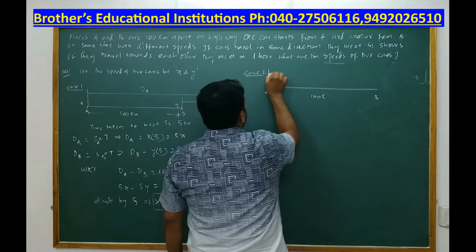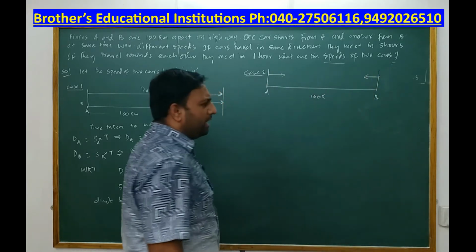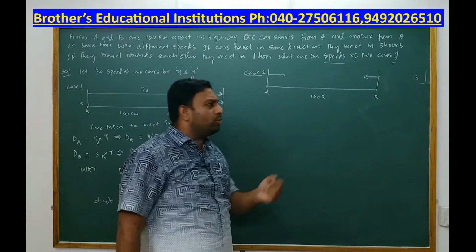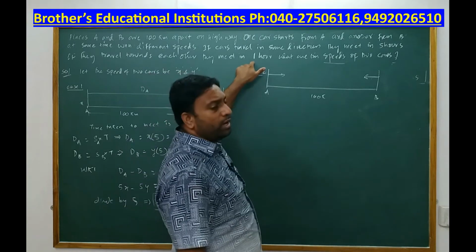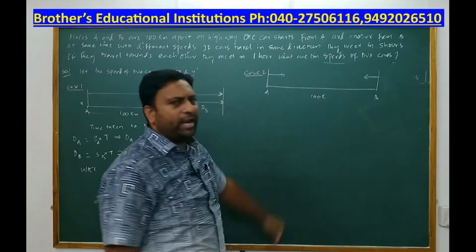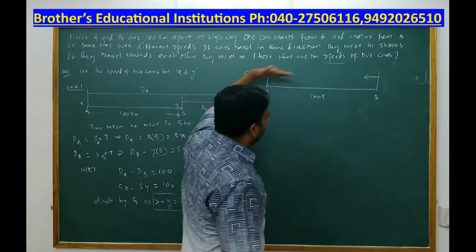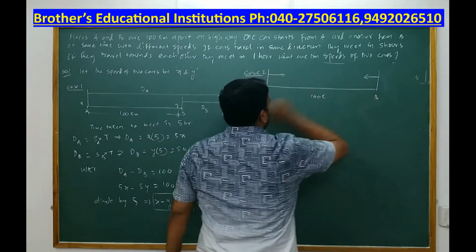The car is starting from A, this car is starting from B. Now since they are moving in opposite direction, obviously they will take less time to meet. And how much is the time taken to meet? 1 hour. Now you tell me which car is having more speed? The car which is starting at A is having more speed. So since it is having more speed, it will travel the greater distance and this will travel the lesser distance.